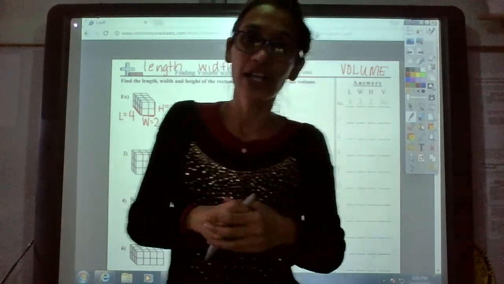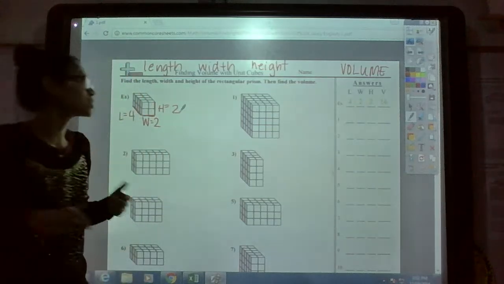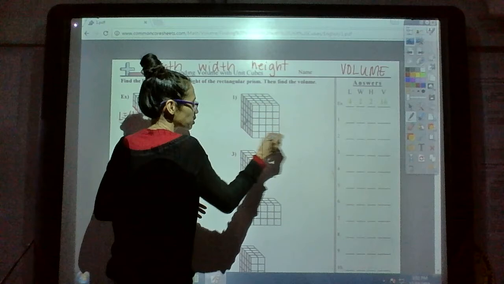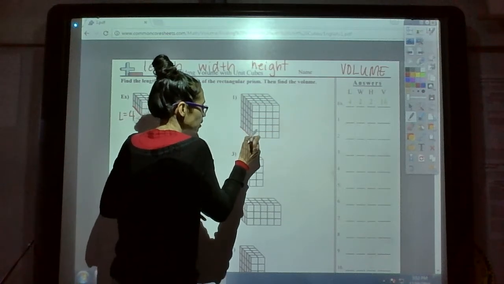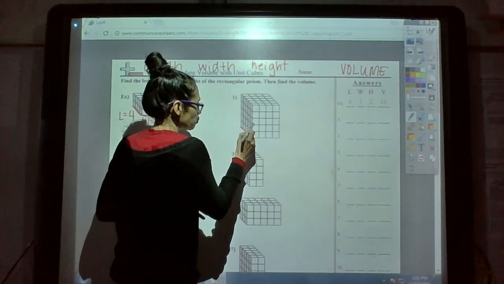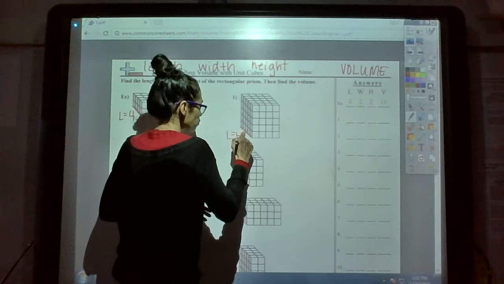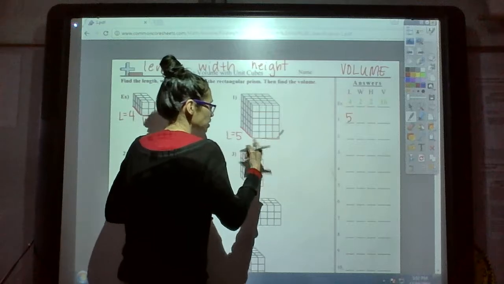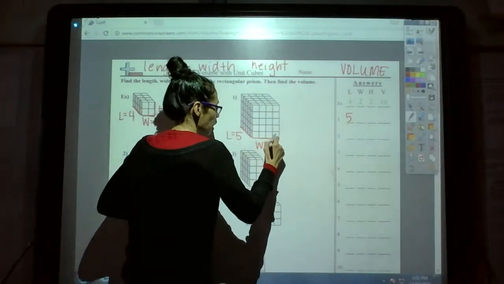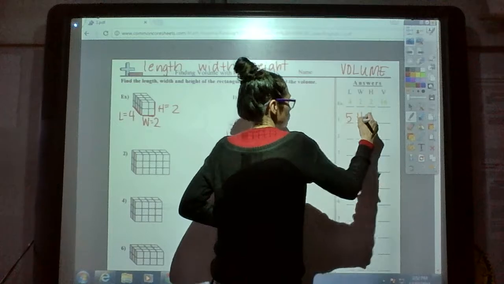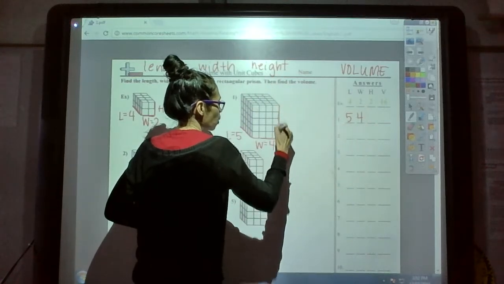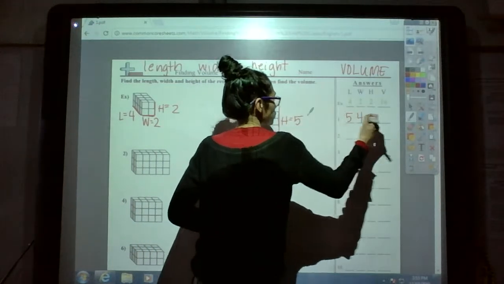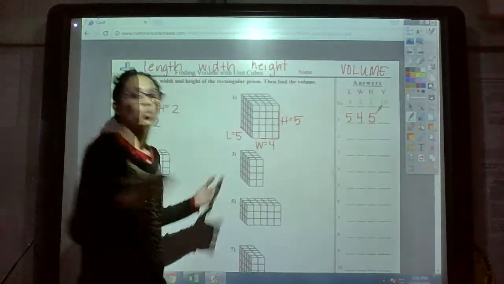All right, let's look at the first one we have to do. We'll do that one together. So I'll copy what they do. The length could be this right here. Or if you've been doing that for the length, that's fine. The length is count 1, 2, 3, 4, 5. So the length is 5. So I'll write the 5 right here. And the width is right here. How many is that? The width is 4. And the height, let's count 1, 2, 3, 4, 5. And the height is 5 right there. All right, what's the volume?